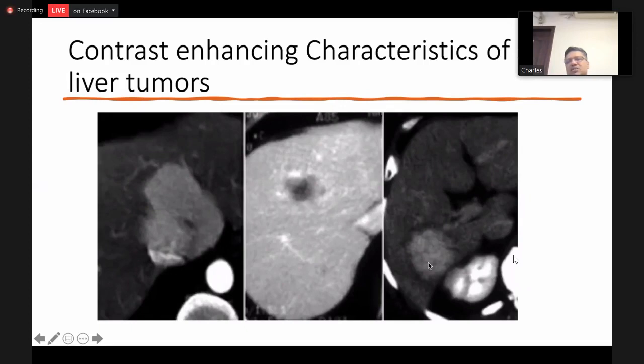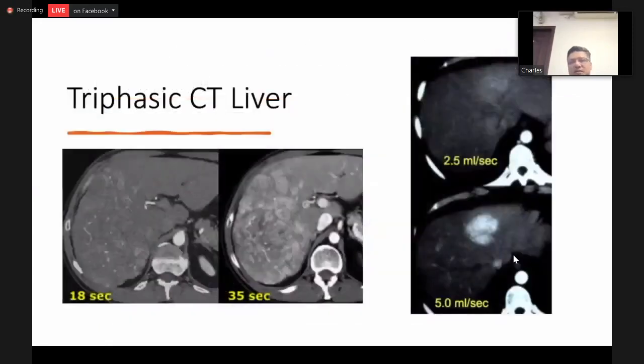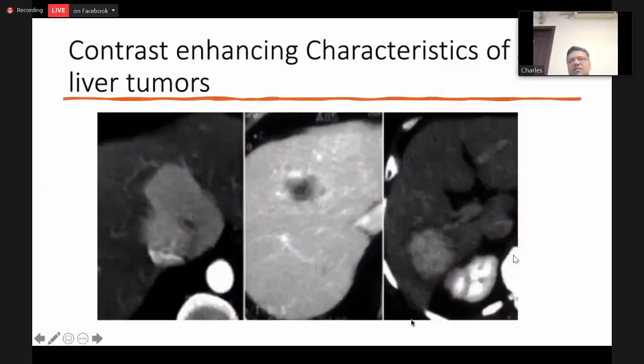And tumors that retain contrast, like hemangiomas or cholangiocarcinomas, these tumors become more and more visible in the venous phase. So tumors that retain contrast, the tumor that has got more scar tissue, that excrete contrast very late, they become more and more visible in the equilibrium phase or the venous phase.